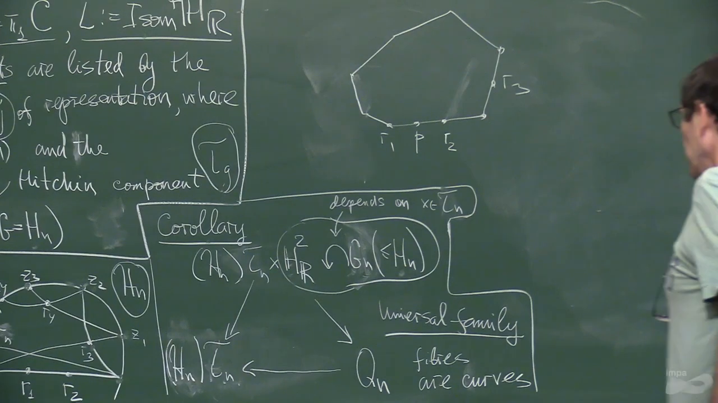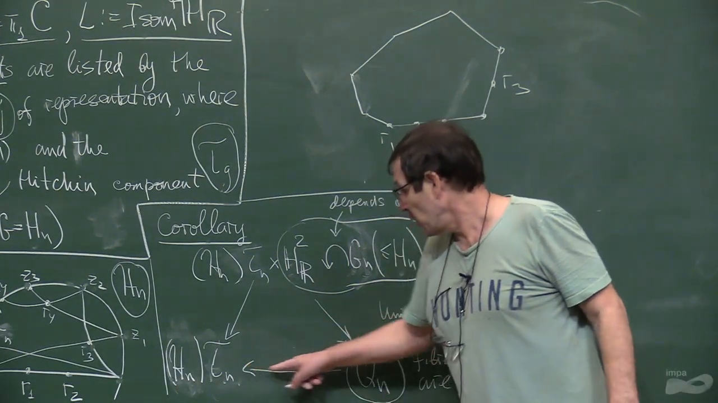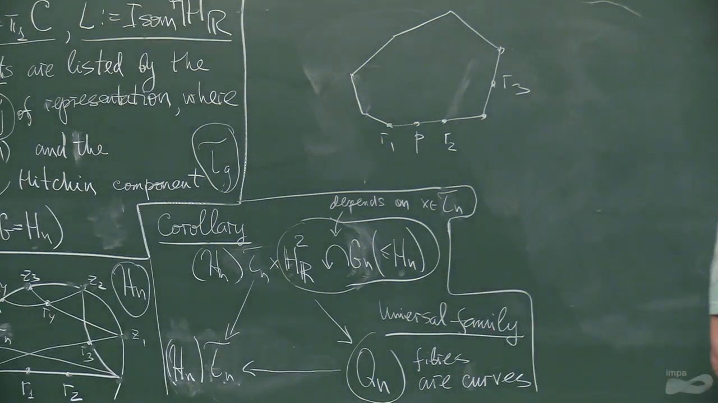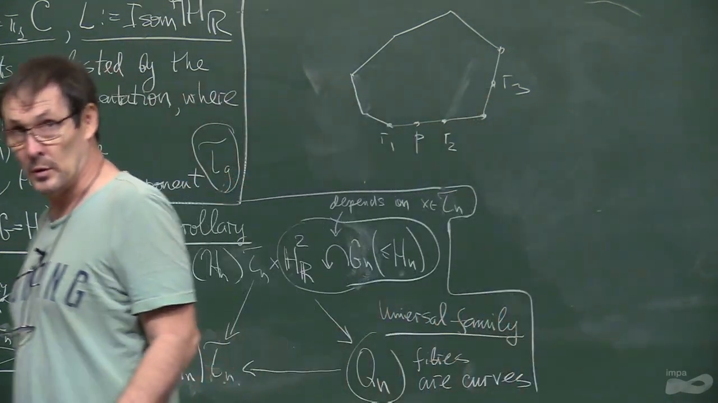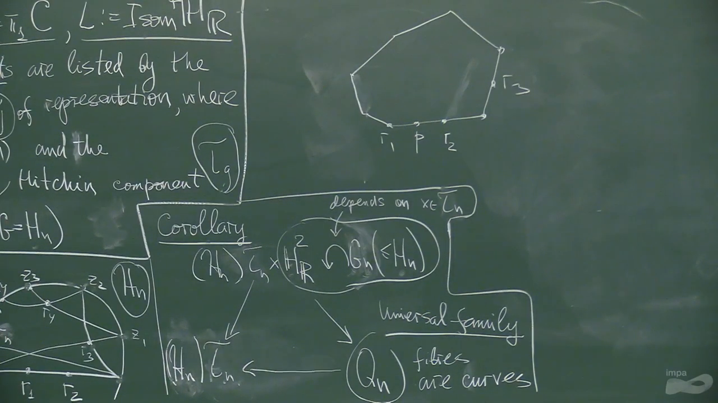So the quotient will provide what? It will provide a universal family of curves for every point of the hyperelliptic or usual Teichmüller space. As a fiber will be the corresponding marked curve, because Teichmüller space is the space of marked curves. Okay.